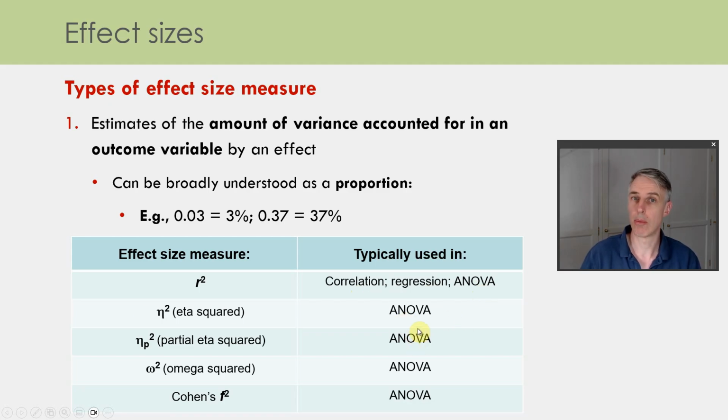The two that are most commonly associated with analysis of variance are eta squared and/or partial eta squared. Alternatives for ANOVA also include omega squared and Cohen's f squared. Those are all variations on the same principle: using a metric of how much variance in the outcome variable is accounted for. But they're also not entirely interchangeable, as we'll come to in a bit.